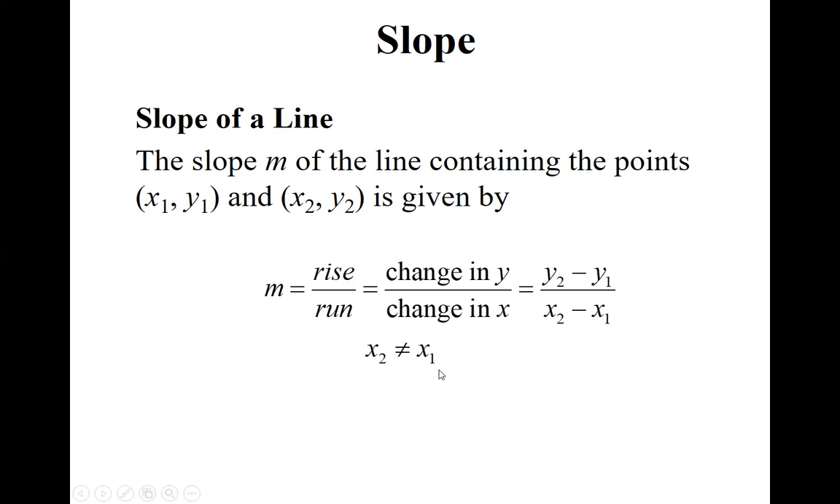And we have this statement that x2 is not equal to x1 because if they were the same, we would be dividing by 0, and dividing by 0 is undefined. Slope would be undefined in that case.